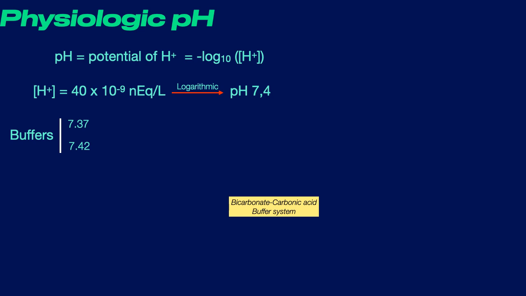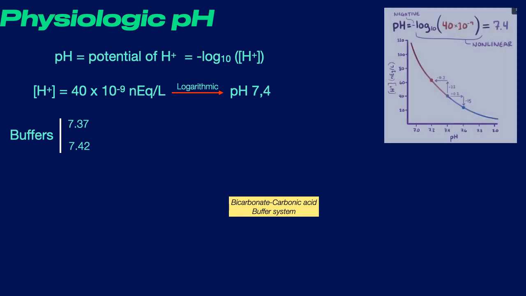First, as hydrogen concentrations increase, the pH decreases because of the negative sign in front of the logarithm. Second, since it's a logarithmic function, pH and hydrogen ion concentrations don't have a linear relationship.